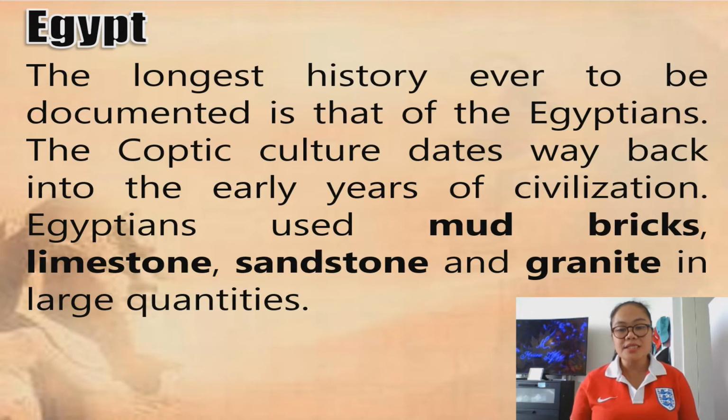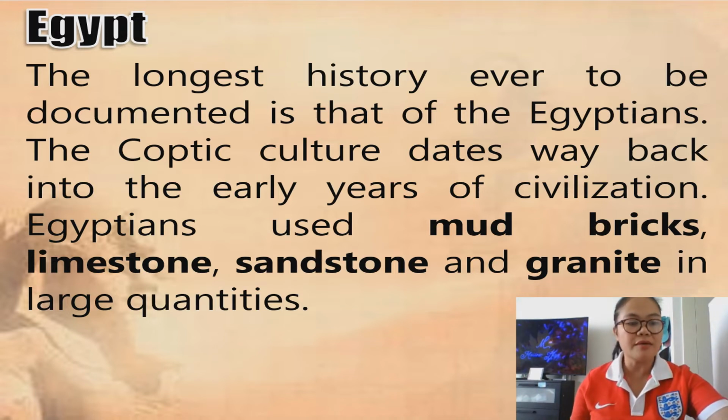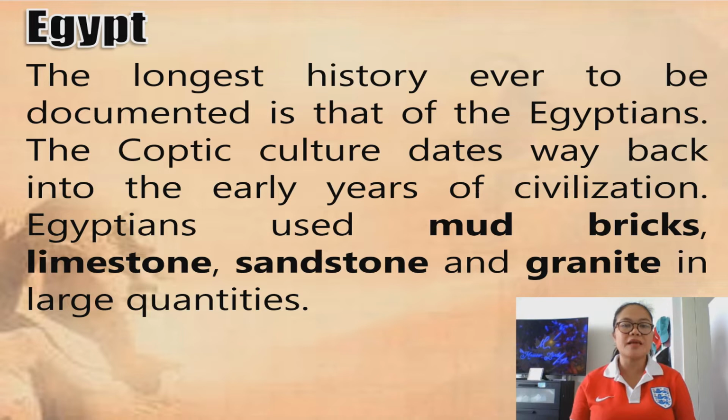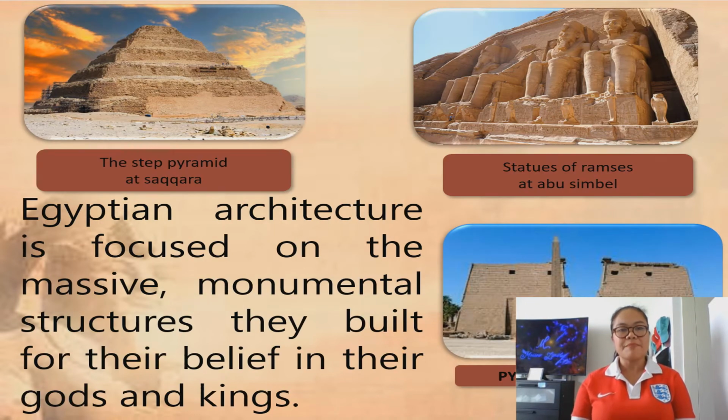There are countries that used stone for their construction as well, and one of them is Egypt. The longest history ever to be documented is that of the Egyptians. The Coptic culture dates way back into the early years of civilization. Egyptians used mud bricks, limestone, sandstone, and granite in large quantities, and all over the world their architecture is known.